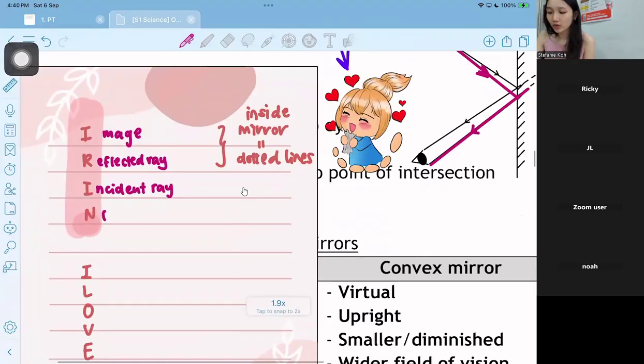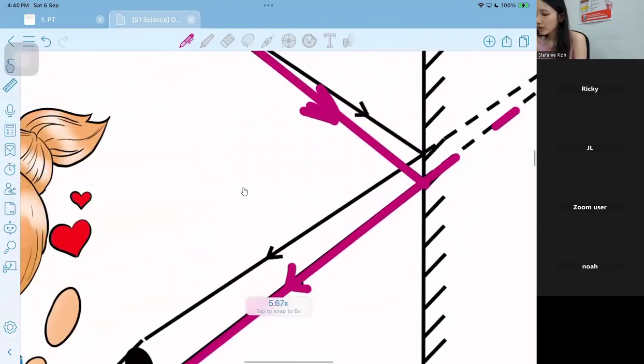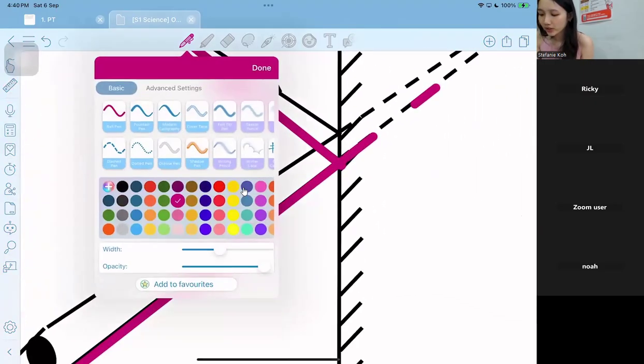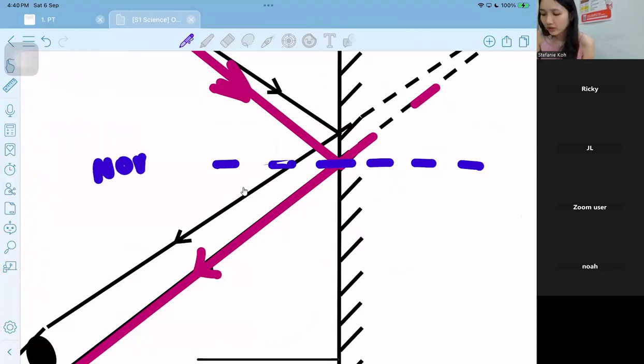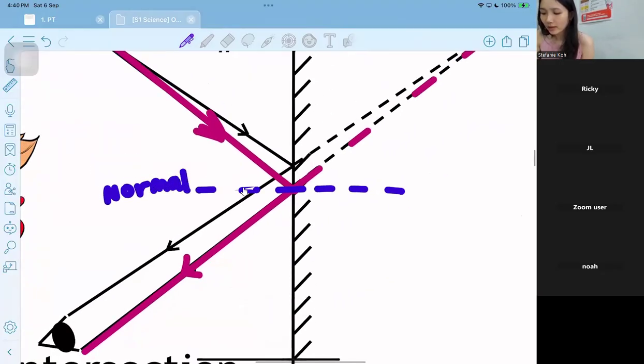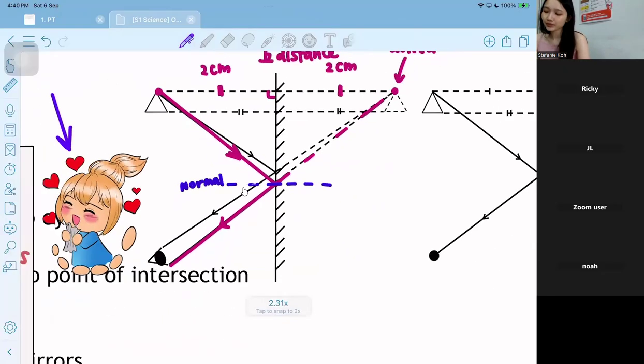Last one is the normal. Okay, it's not in your diagram. The normal is right at the point of incidence, perpendicular, a straight line. That is the normal. So why am I drawing in the normal? Just in case the question asks you to find i equals r. So at least you know where the normal is.